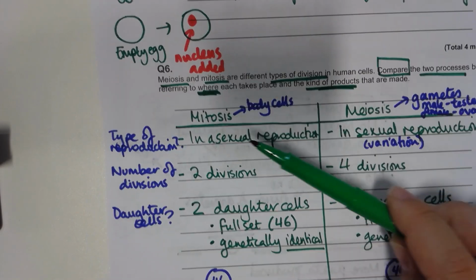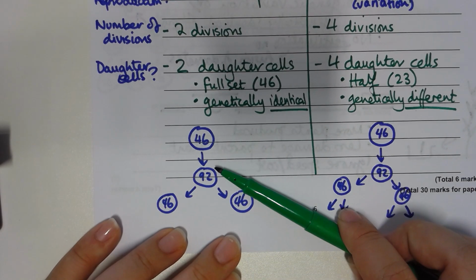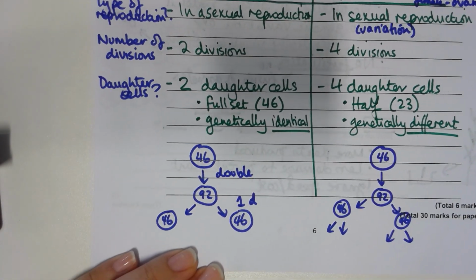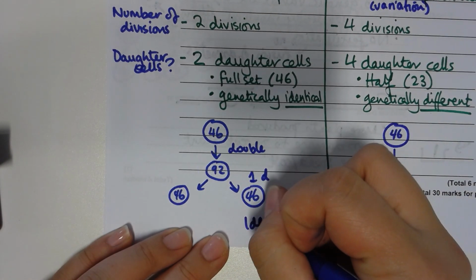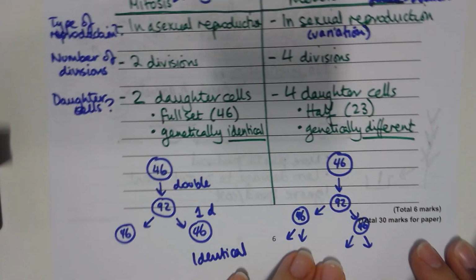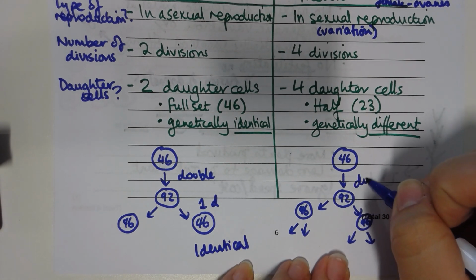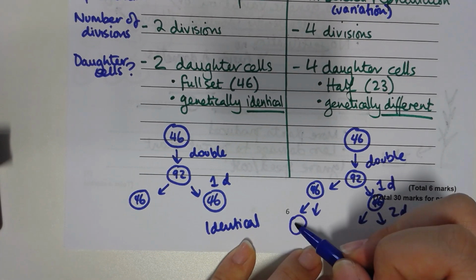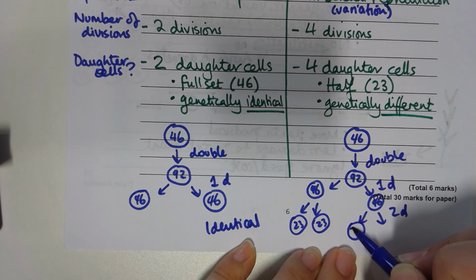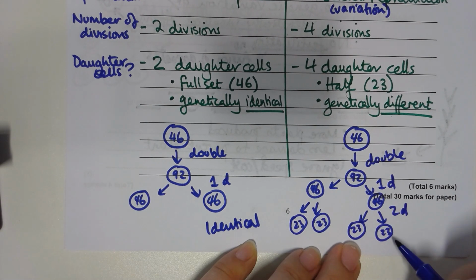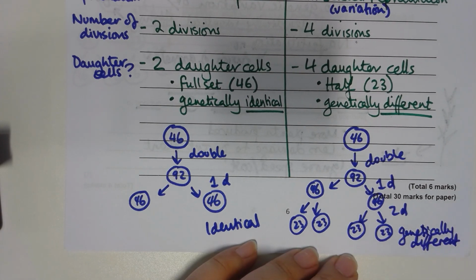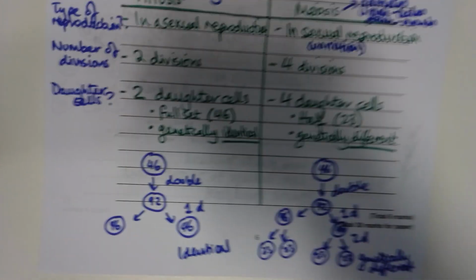So in mitosis, you start off with 46. You double up to 92, and there is only 1 division to make 46, and these are identical. Whereas in meiosis, you start off with 46, you double up to 92, you have the first division and a second division to produce 4 gametes with half the amount of chromosomes, which are genetically different. They are not the same, different. And that's the difference. If you make this table and you learn this table really clearly, you'll get it correct.